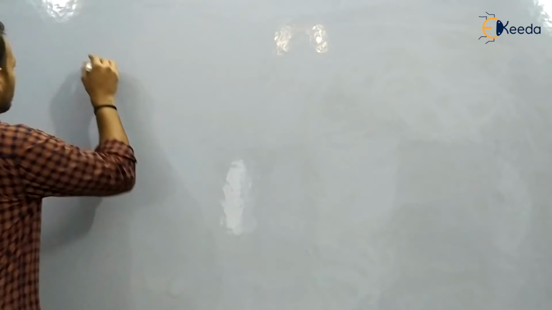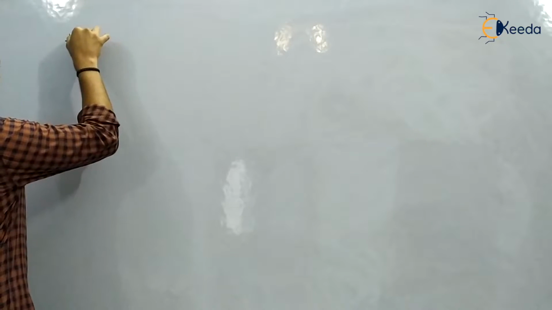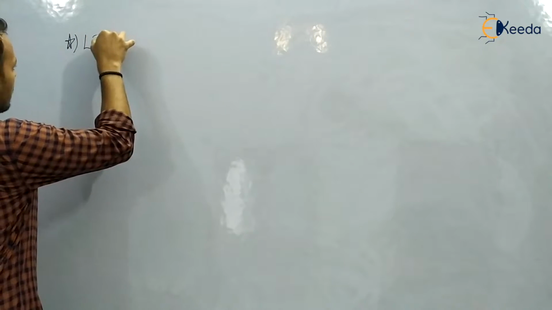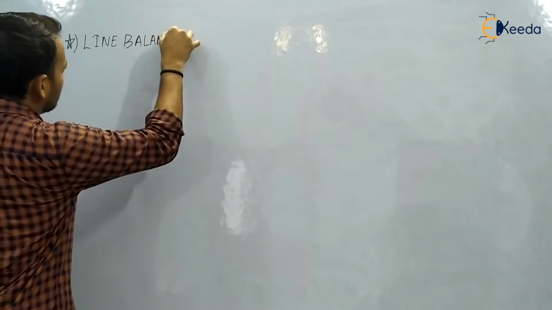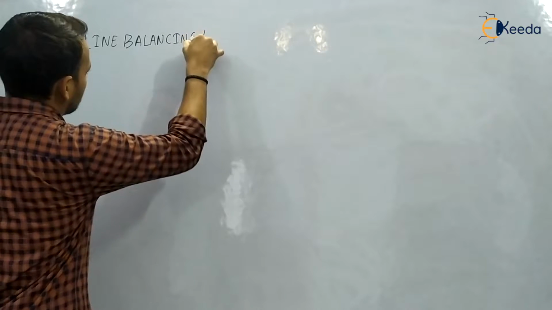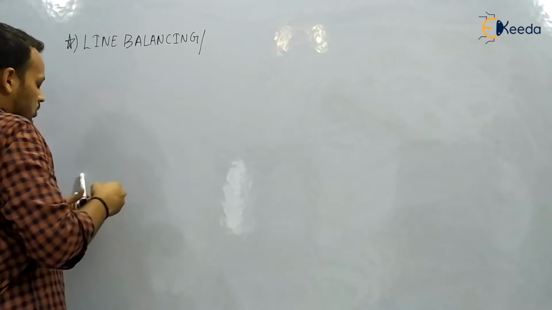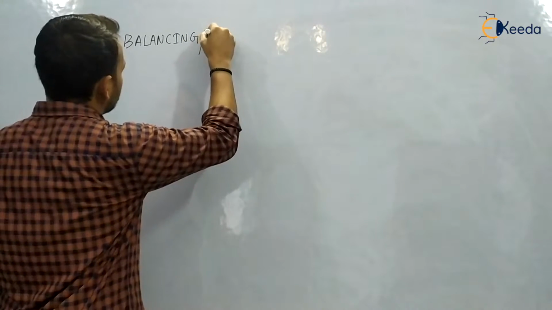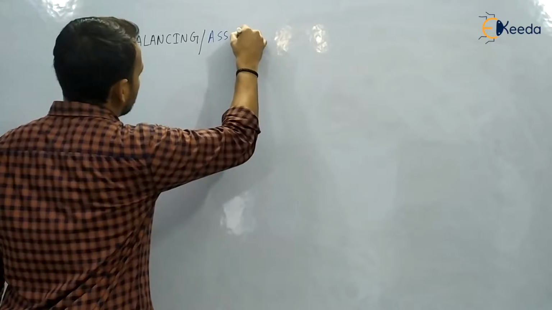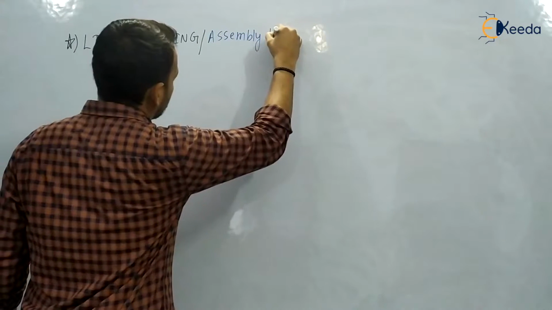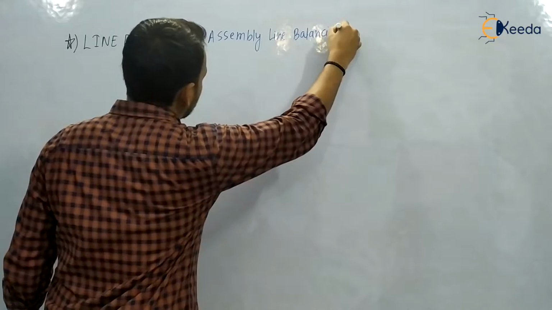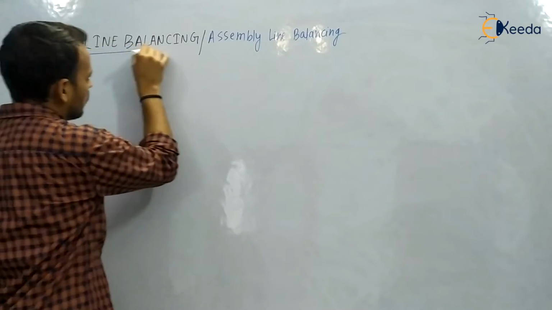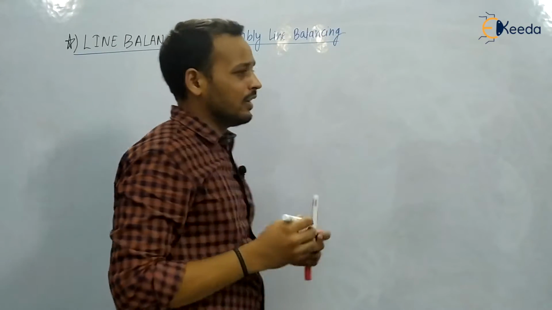So our chapter is line balancing. The other names, it is also known as assembly line balancing, or simply line balancing.